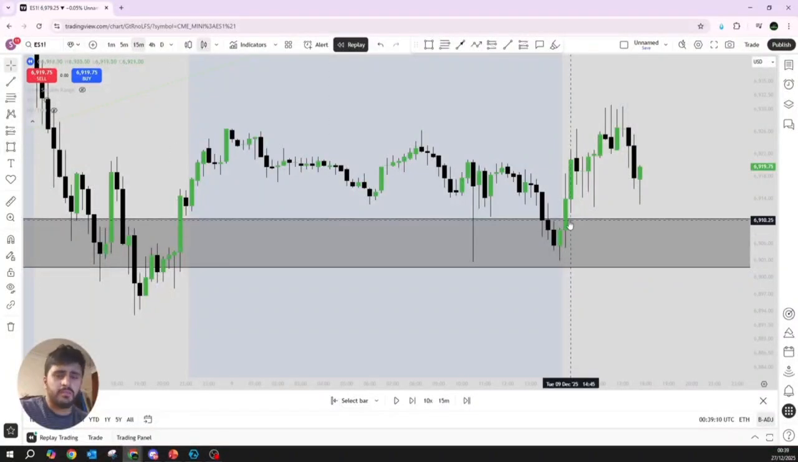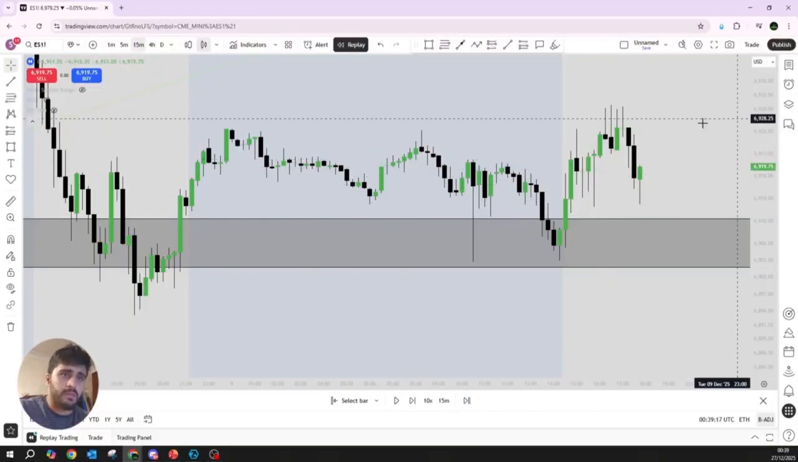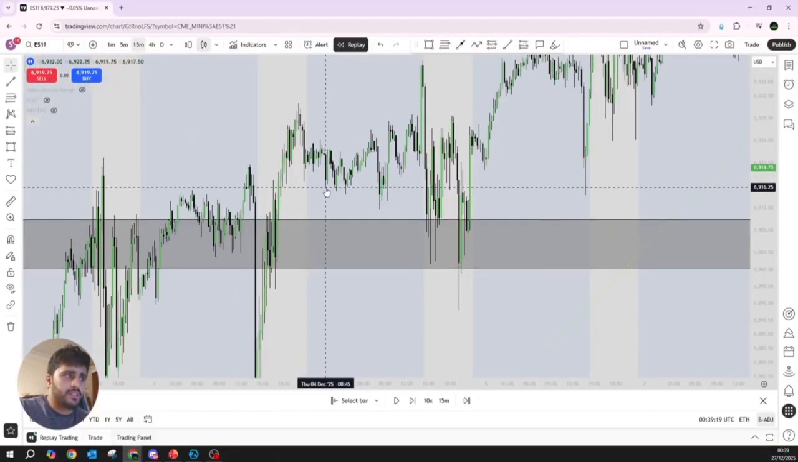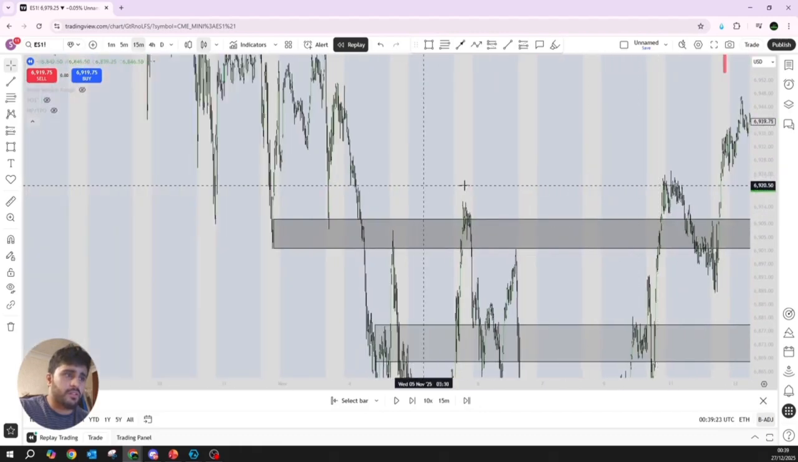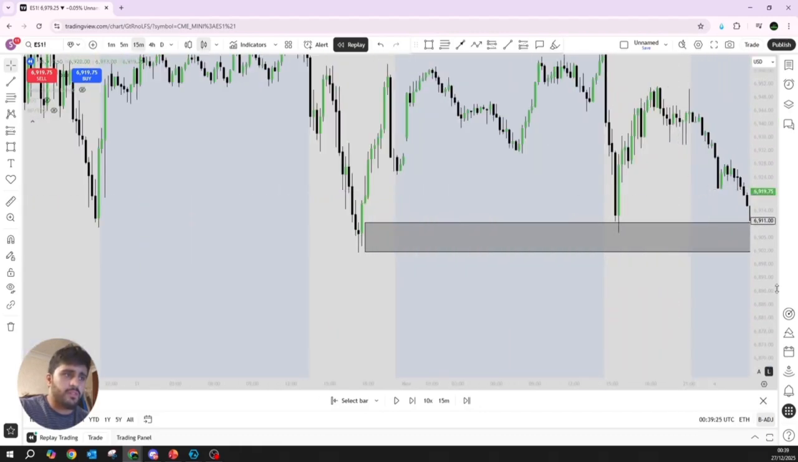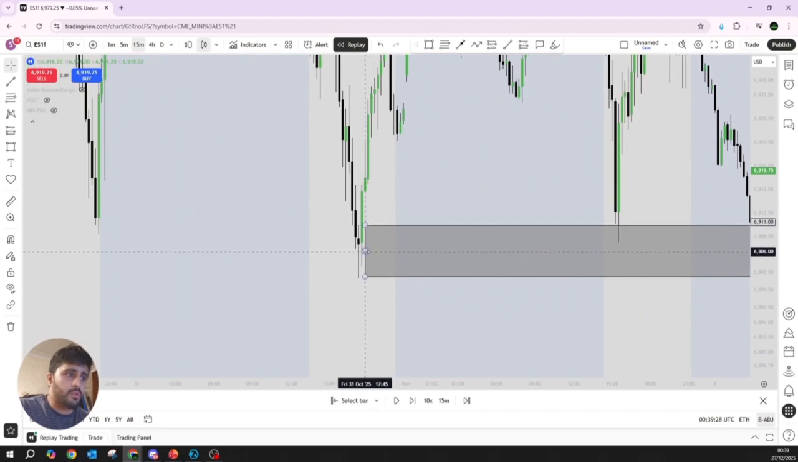I use 15-minute fair value gaps a lot. People ask me, how do I find my key levels? They always come from a 15-minute zone or a 15-minute fair value gap. Now, in this case, we had a lot of chop towards the start of December as well, end of November. This was a 15-minute FVG I had all the way throughout November.